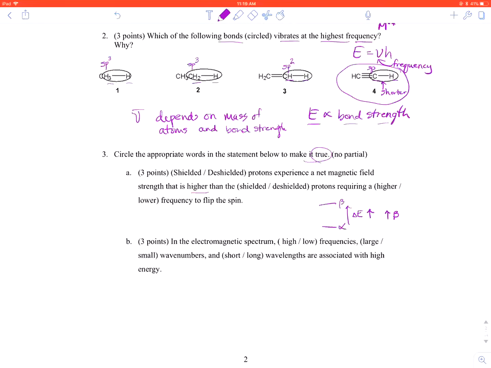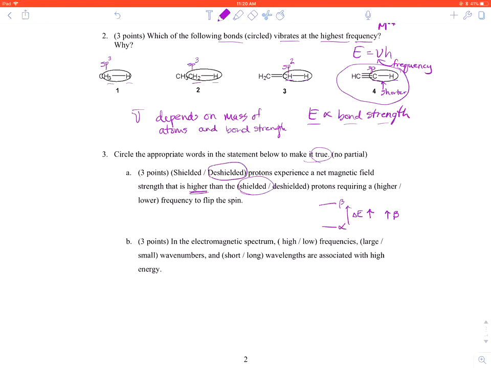So keep in mind what's happening here. We're applying a magnetic field. Electrons around those protons shield the proton from the magnetic field. It's like you're standing in front of a fan that's blowing really hard at you. You use your X-Men superpowers to shield yourself from that fan, and now you're feeling less of that. You have shielded yourself. Okay, so deshielded protons experience the magnetic field that is higher than shielded protons.